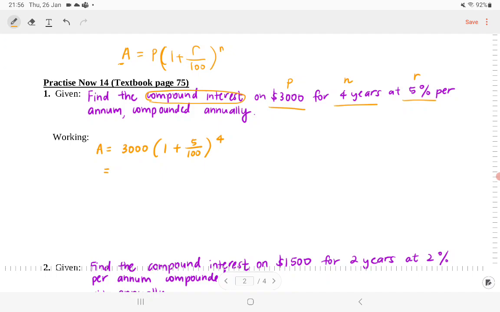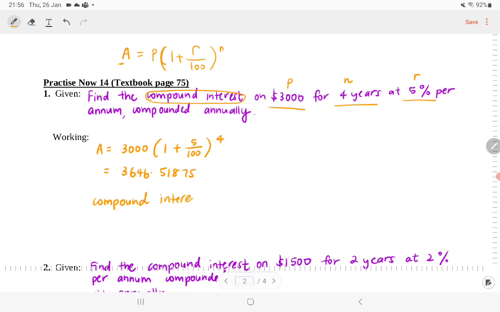Okay, if you key this into the calculator carefully with all the brackets, your answer will be 3646.51875. Never mind, just write all the decimal places that you see. But this is the total amount. Remember, this is the total amount. That means this includes the principal amount. So how am I to go and find compound interest?